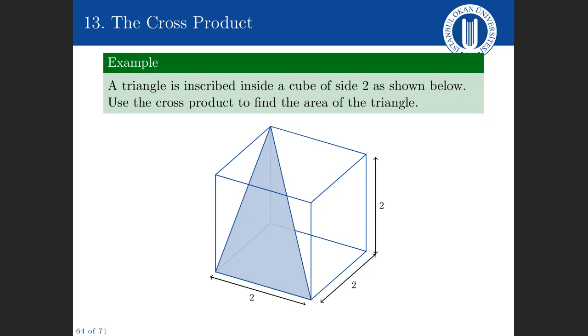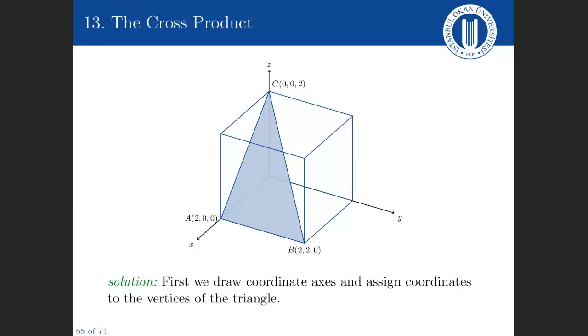Here's an interesting example. We have a 2 by 2 by 2 cube, and inside the cube is drawn a triangle. Use the cross product to find the area of the triangle. To use the cross product, we need 2 vectors. And to have 2 vectors, we need to have coordinates. We need to put our x, y, z axes on this picture. And we can put them anywhere we want.